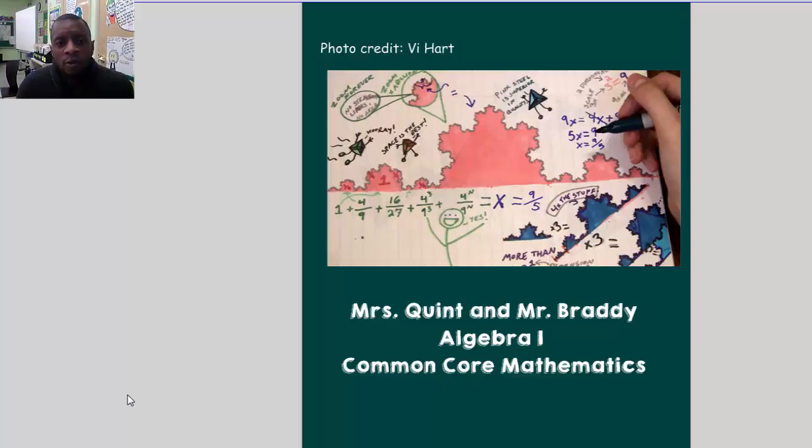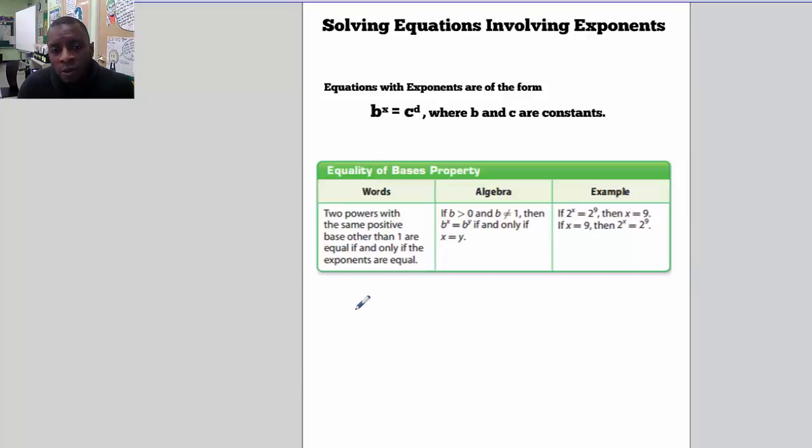Welcome back, guys. So today we're going to talk about solving equations that involve exponents. Usually we're given a situation where we have a base raised to a power equal to a different base raised to another power. And what we want to do is create or produce equality between these two bases and these two exponents.